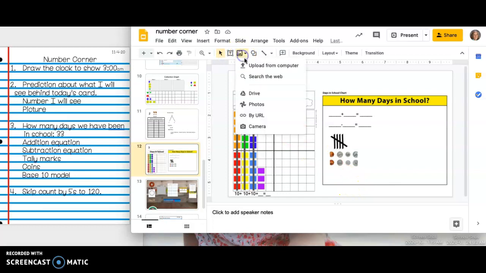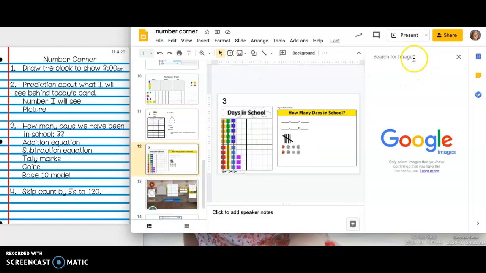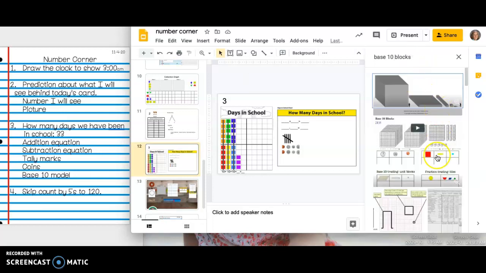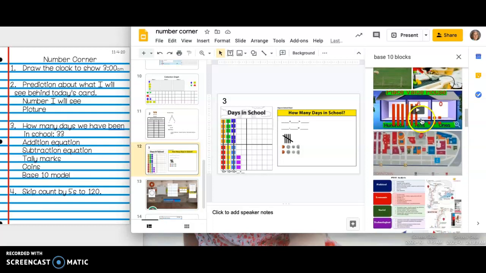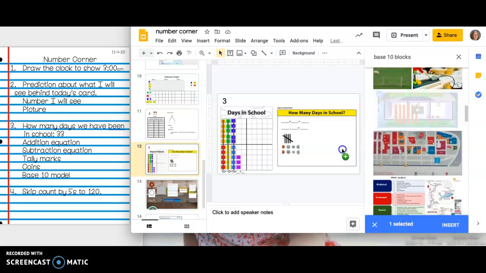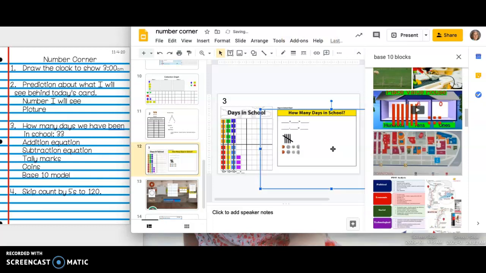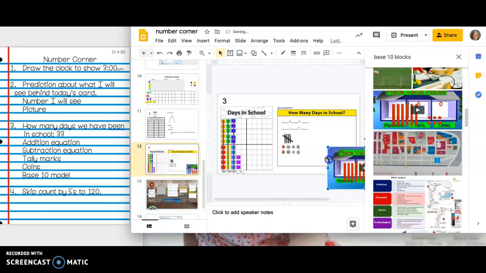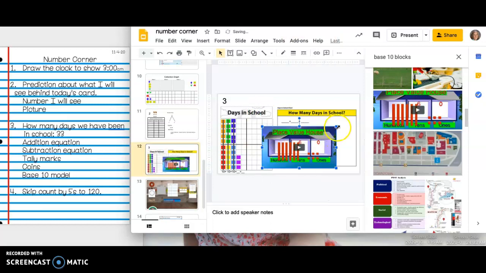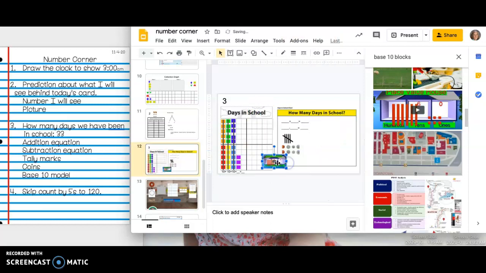I'm going to see if I can quick find a picture so you know. So the base 10 blocks, if I'm using these base 10 blocks, I'm going to look at how many 10 sticks, how many 1 blocks, and so that would be the 5th way to represent that number.